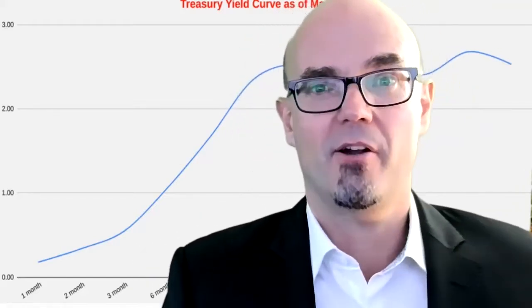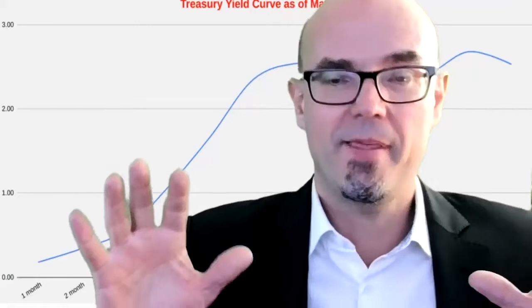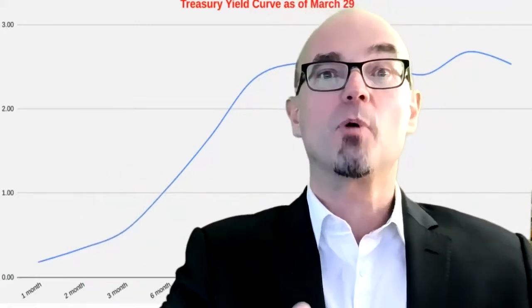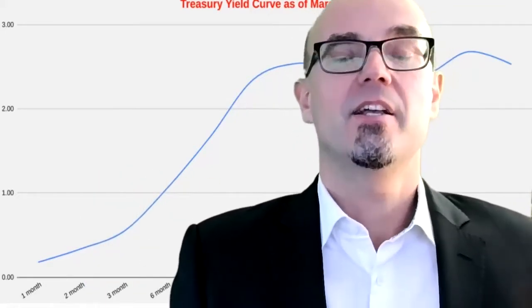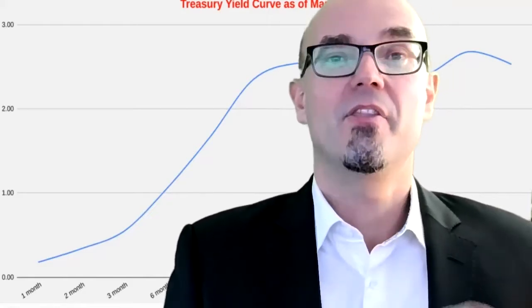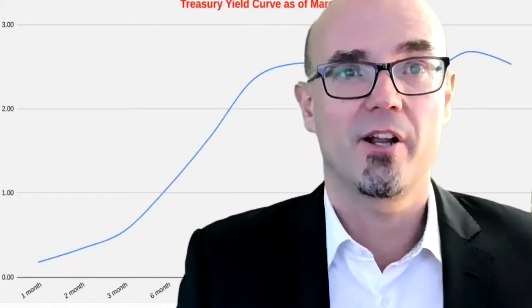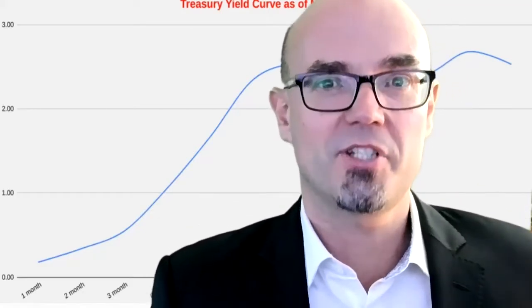So why does that matter? It matters because it's sort of the indication of the Fed putting the brakes on and slowing the economy. And historically, the inversion of that interest rate curve has been predictive for recessions.